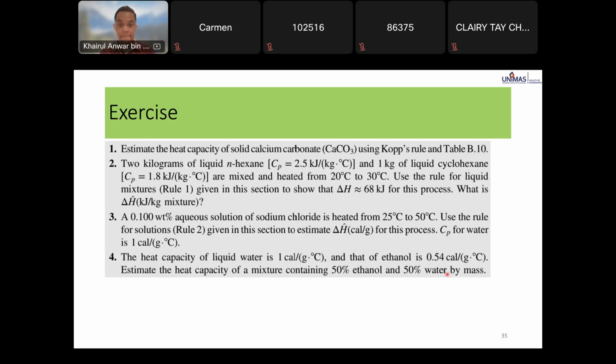Exercise. Okay, number two. 2 kilograms of liquid n-hexane and 1 kg of liquid cyclohexane are mixed and heated from 20 to 30 degrees C. Use the rule for liquid mixtures, rule 1, given in this section, to show that delta H equals 68 kilojoule for this process. What is delta H in kilojoule per kg?